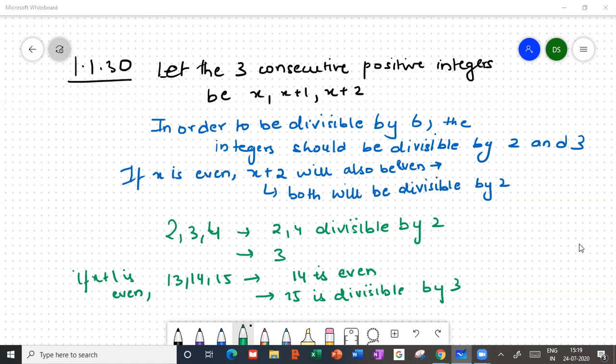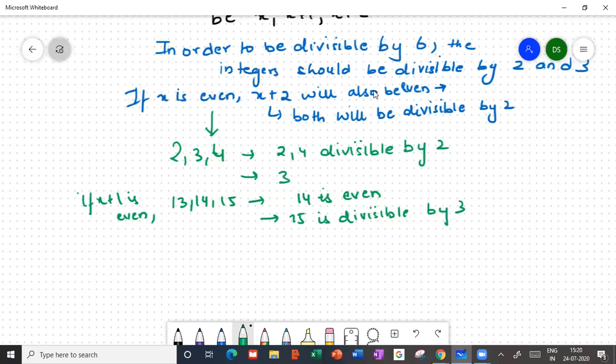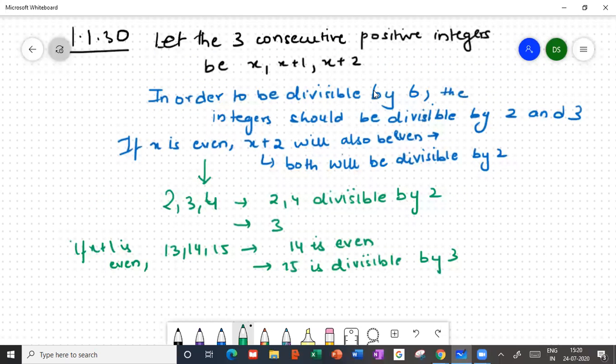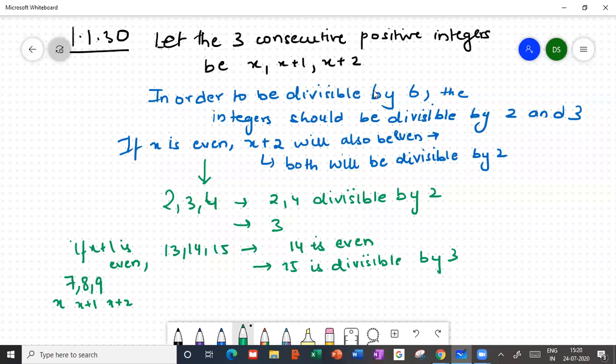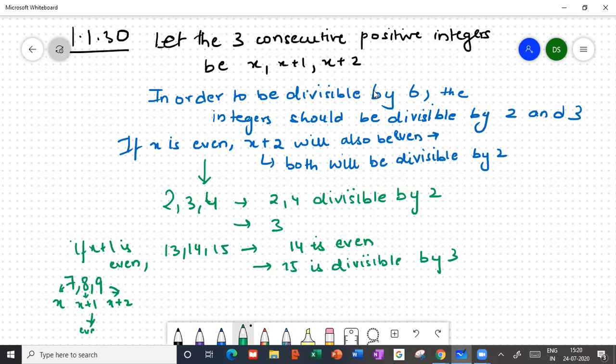explaining the second situation. This is one situation where if x is even, then x plus 2 will also be even, right? So this is the scenario I took for that. And then there is another case in which I take three numbers where x plus 1 is even. Even if I take something like 7, 8, 9, this is x plus 1 and this is x plus 2. So x plus 1 is even, and x plus 2 is divisible by 3.